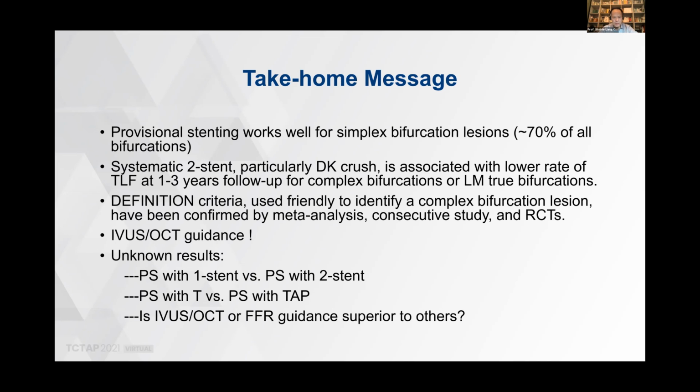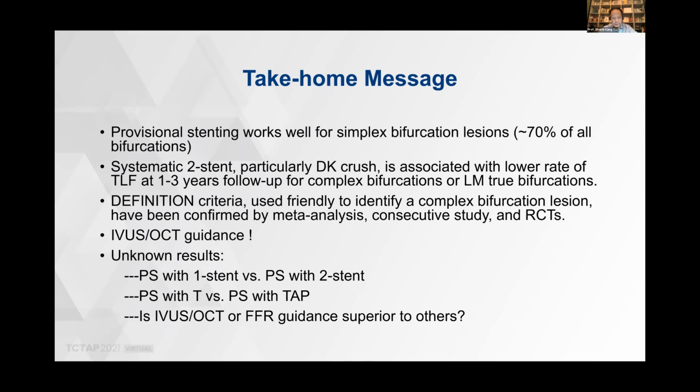The definition criteria, which are very friendly to identify a complex bifurcation lesion, have been confirmed by meta-analysis, consecutive study, and randomized clinical trial. So don't worry, don't suspect the efficacy of the definition criteria guided stenting bifurcation lesion procedure. Number 4 is a very, very important guidance by IVUS and OCT or even FFR. But finally, there are still 3 unknown issues. The first is that provisional stenting does not mean one stent. It could be one stent and could be provisional with two stents.